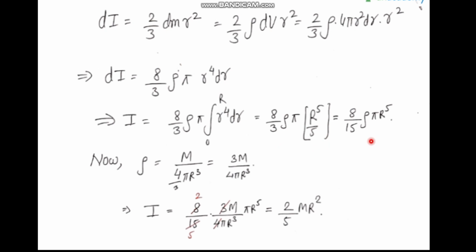Now I put the value of rho as m upon 4 by 3 pi r cube, that is 3m upon 4 pi r cube. This 3 I have moved to the numerator. So rho is 3m by 4 pi r cube. So this rho I replace as 3m upon 4 pi r cube. So 8 by 15 into 3m by 4 pi r cube into pi r raised to power 5. Pi cancels out, this 3 and 15 they cancel out, 5 will be left, this 4 and 8 they will cancel out, 2 will be left. So we will be left with 2 by 5 m r square. So the moment of inertia of a solid sphere about a diameter is 2 by 5 m r square.